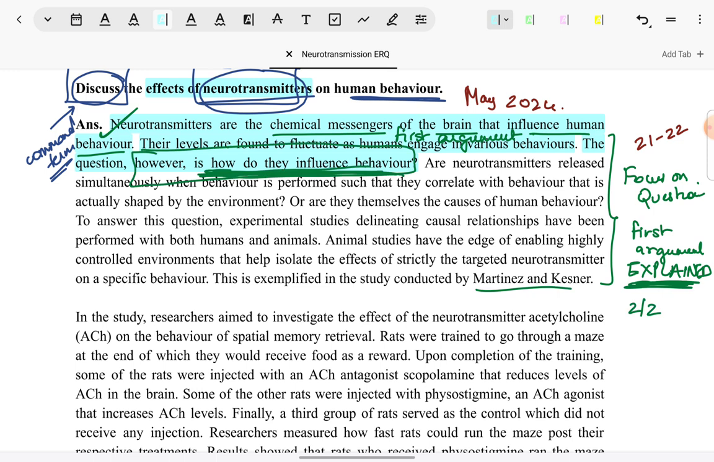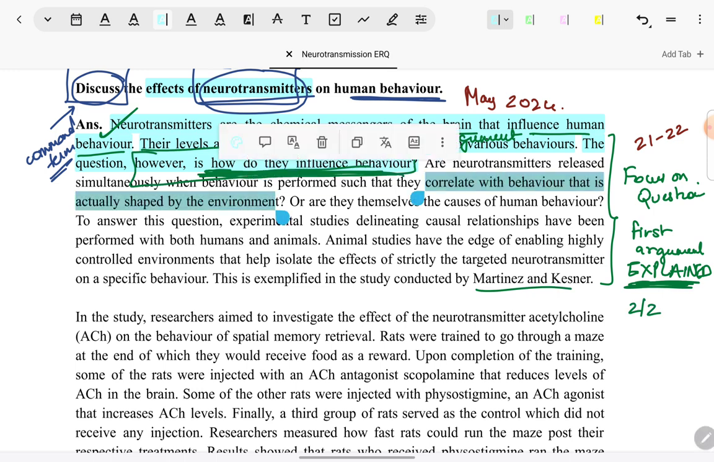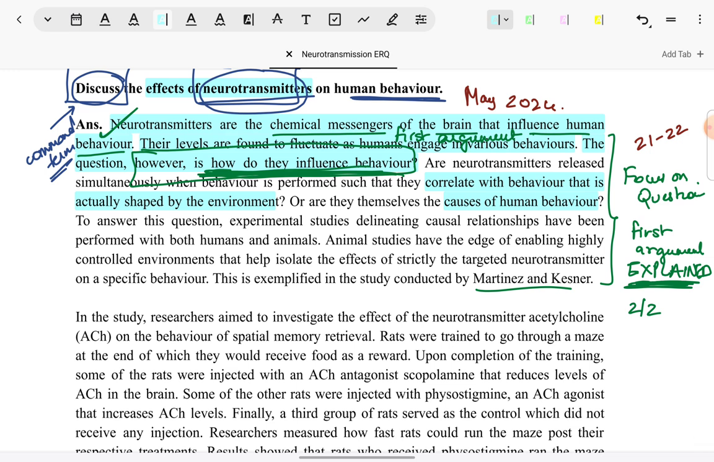So when I say how they influence behavior, what I'm trying to discuss is, are they simply correlated with behavior? Is it that something from the environment influences a person such that his behavior and his neurotransmitter functioning is affected at the same time? Or is it that neurotransmitters are the causes of human behavior? Is it because neurotransmitters are released that people start engaging in certain behavior? So this is what I mean by asking the question, how do they influence behavior?